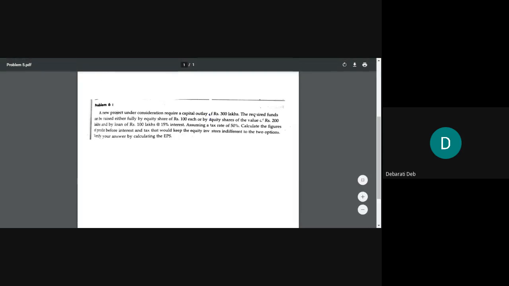So one option is what? The first option says that this 300 lakh rupees can be raised entirely by equity share, that is, equity shares of rupees 100 each. Okay. Another option is, instead of acquiring this entirely 300 lakh by all equity, you go for 200 lakhs of equity and 100 lakh of debt.